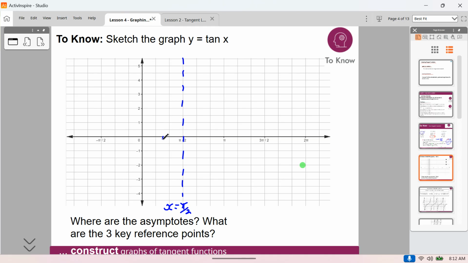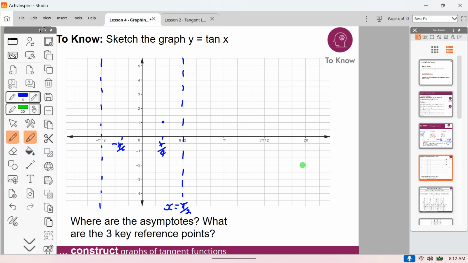Halfway between those is pi over 4. And at that point, the function is equal to 1. We get a vertical asymptote again at minus pi over 2, because the cosine value is 0 again. Here the values are negative, so at minus pi over 4, it's going to go through minus 1. It goes through the origin. So these are our 3 characteristic points for reference.